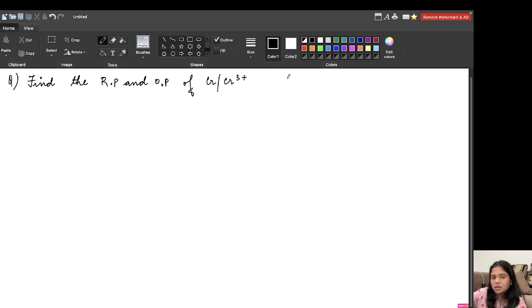Cr3 plus. So what is happening here, reduction or oxidation? Cr is giving me Cr3 plus and 3 electrons. So what's happening here? It's oxidation. At 25 degrees Celsius. And E naught value of this thing is given as minus 0.75 volt. Now it's your choice what you need to find. You need to find the oxidation potential first or reduction potential first. That's totally dependent on you. Just be careful that both the values should be the same here.